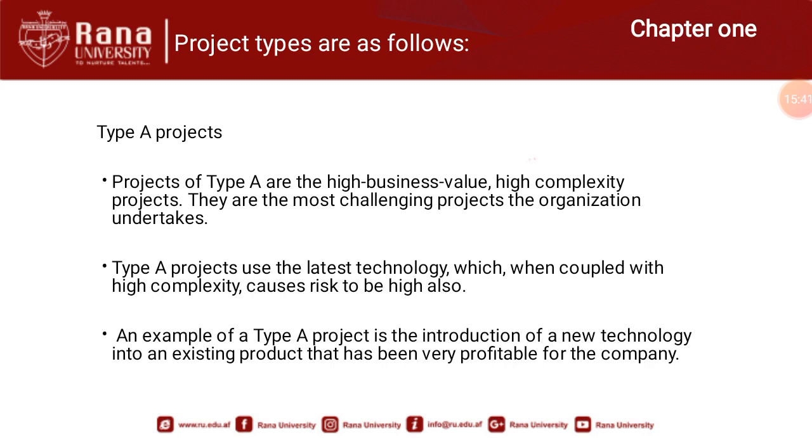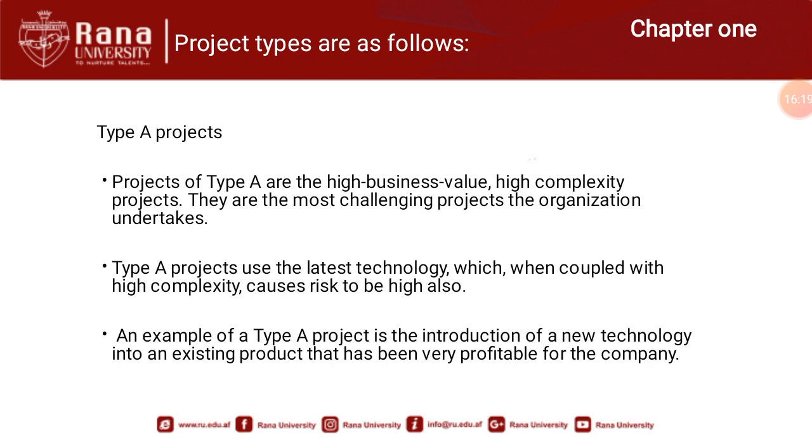Type A projects are those projects in which you have high business value and high complexity, and these projects are the most challenging for the organization due to the fact that these projects have high risk. So the technology used will be the latest technology, and technology intervention will be higher compared to human intervention, and using these latest technologies will somehow reduce or eliminate the risk to some acceptable level.